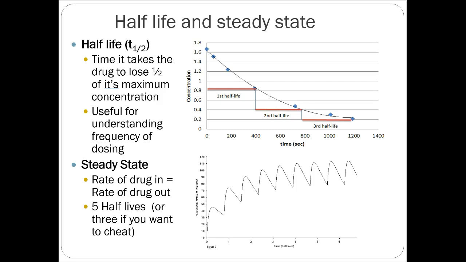Steady state is the rate of drug in versus the rate of drug out. That's what I was trying to draw originally. So the idea is once you take your first dose, you start to eliminate it, and you cut off that elimination point, take your next dose, and eventually you reach a point where your body's kind of reached equilibrium with how much you're taking in and how much it's metabolizing. And that usually takes 5 half-lives, or if you want to cheat, 3.